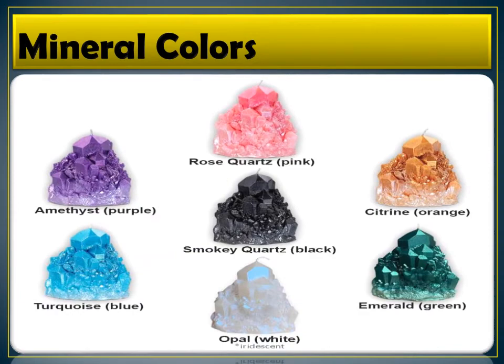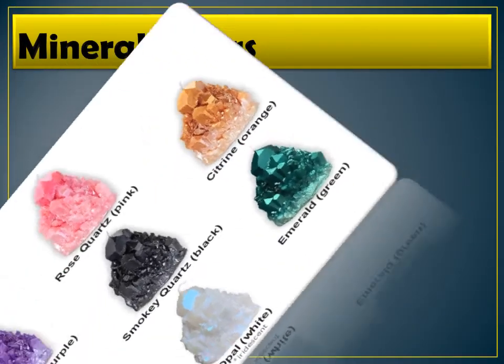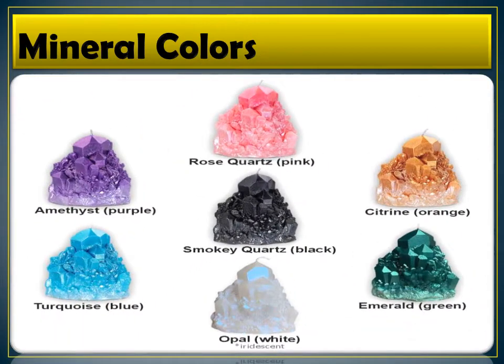Here are some examples of minerals showing their colors. Amethyst shows a purple color. Rose quartz displays a pinkish color. Citrine has orange. Smoky quartz has black. Opal has white. Emerald has green. And turquoise has blue color.